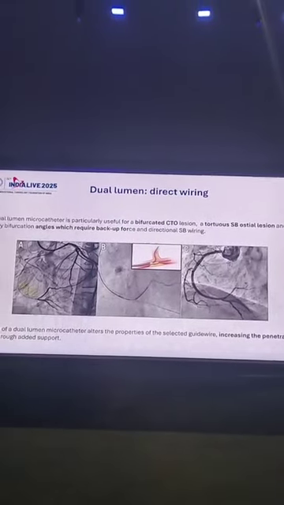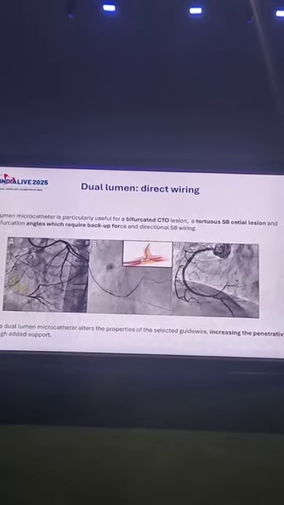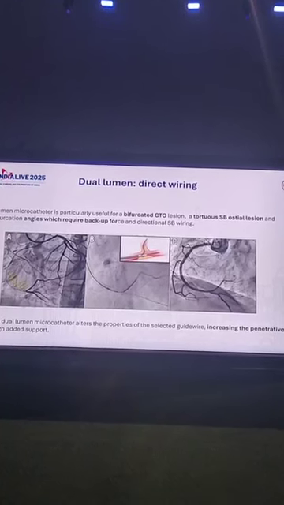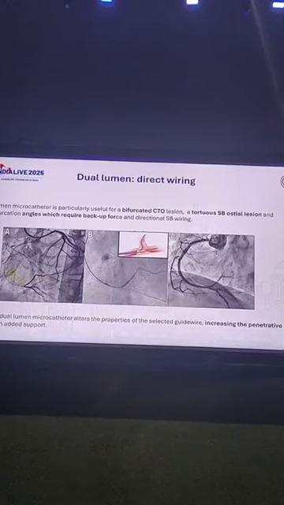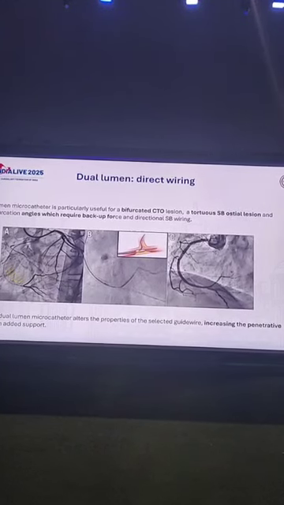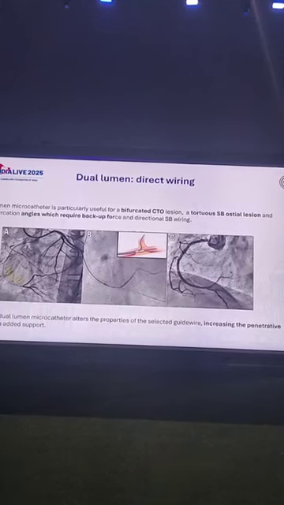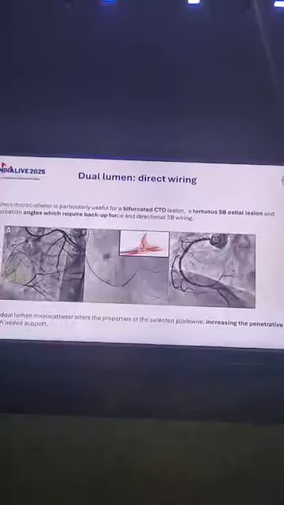One can use a dual lumen catheter when you have a tricky bifurcation with angles that require backup force and directional side branch wiring, when you have a tortuous side branch, and also when you have a chronic occlusion. One of the most important concepts is to remember that the use of a dual lumen catheter changes the properties of the selected guide, increasing the penetration force to get the support.